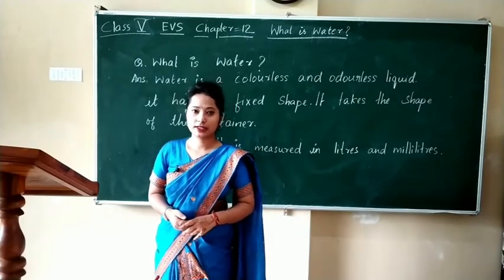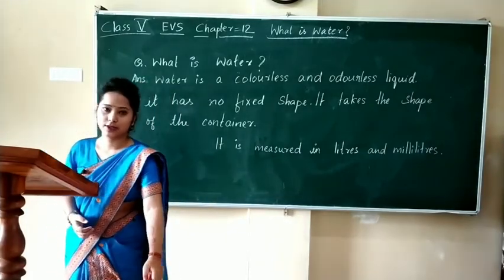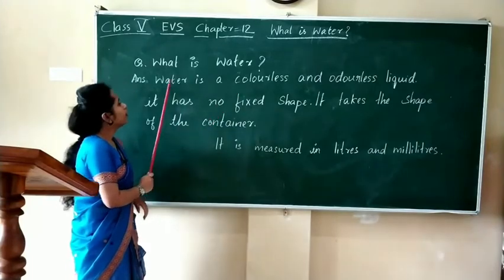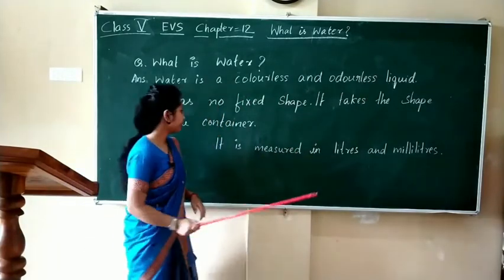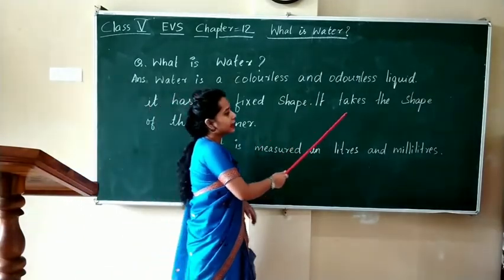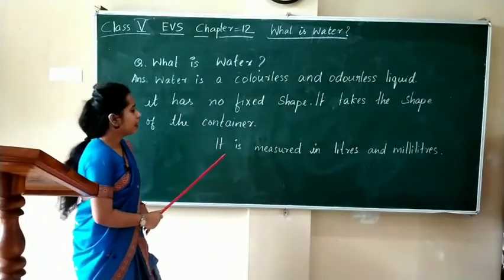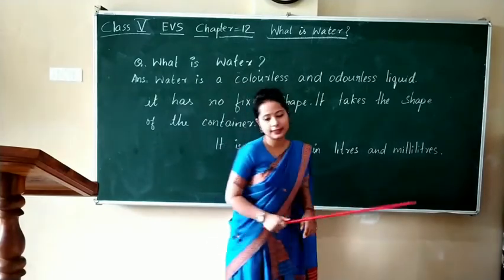Today in this tutorial class, we are going to learn about chapter number 12, what is water. So, what is water? Water is a colorless and odorless liquid. It has no fixed shape. It takes the shape of the container. It is measured in liters and milliliters.